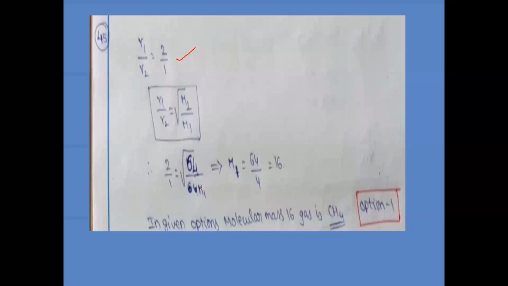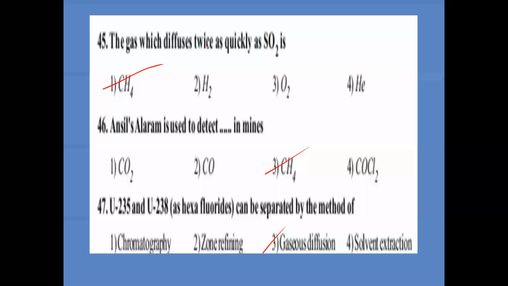M1 is the first gas's gram molecular weight. Now from this, M1 is equal to what? 16 we get. M1 is equal to 16 after calculation. So M1 is 16 for which gas in the given options? CH4. CH4 gram molecular weight is 16. So like that we got the option CH4. Okay? That is 45.